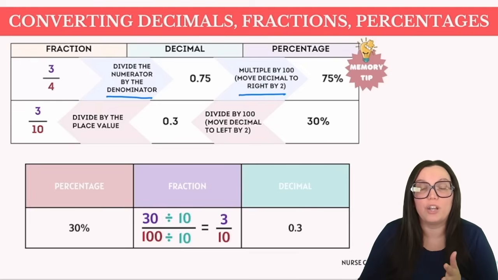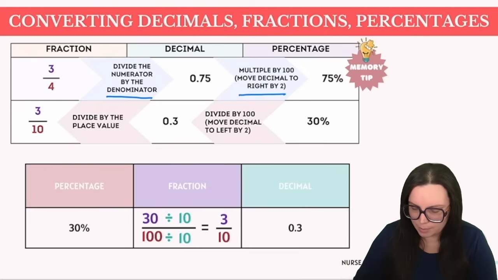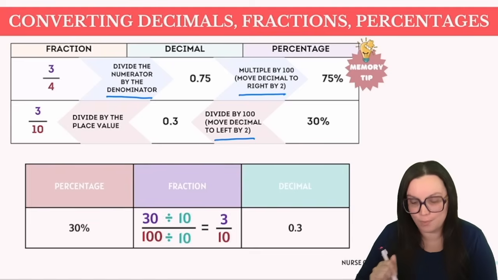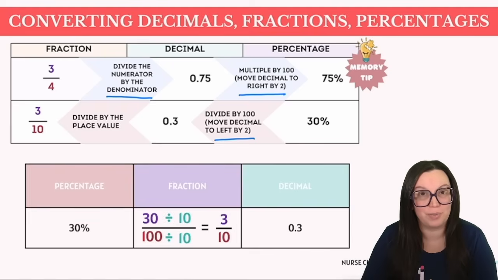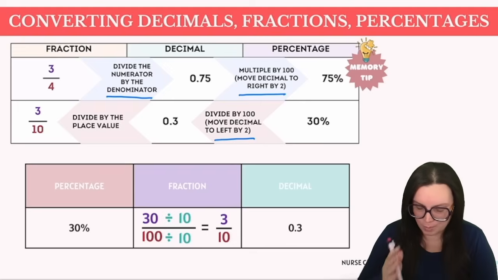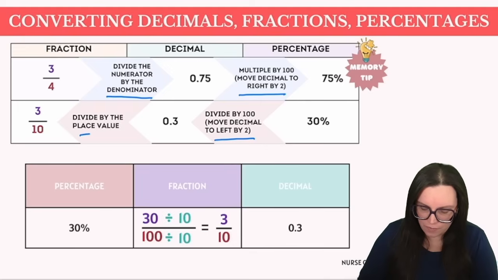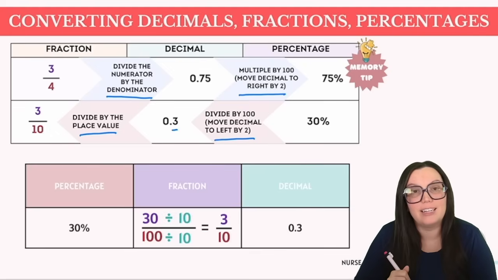The same thing if we wanted to go the other way. If we wanted to go from a percentage to a decimal, we would simply divide by 100 and move that decimal place to the left 2 places. And if we had to take that decimal and convert it to a fraction, we would divide by the place value. We know that 0.3 is in our tenths place, so this would give us 3/10.